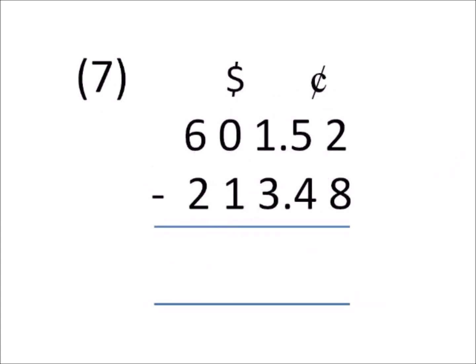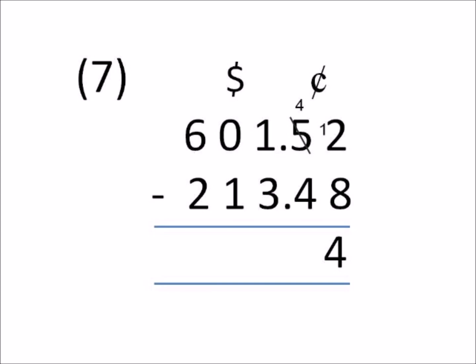Number 7. You're dealing with money. $601.52. Take away $213.48. Now you have some regrouping in this, so you have to be careful, and we'll do it one step at a time to ensure that you know what to do. First of all, you cannot take away 8 from 2, so you have to rename it. Take away 1 from the 5, makes it a 4. Carry the 1, make it 12. 12 take away 8 is 4.